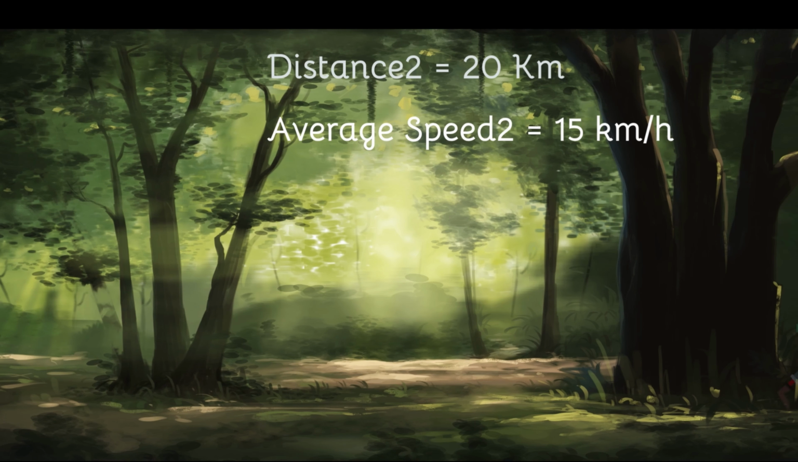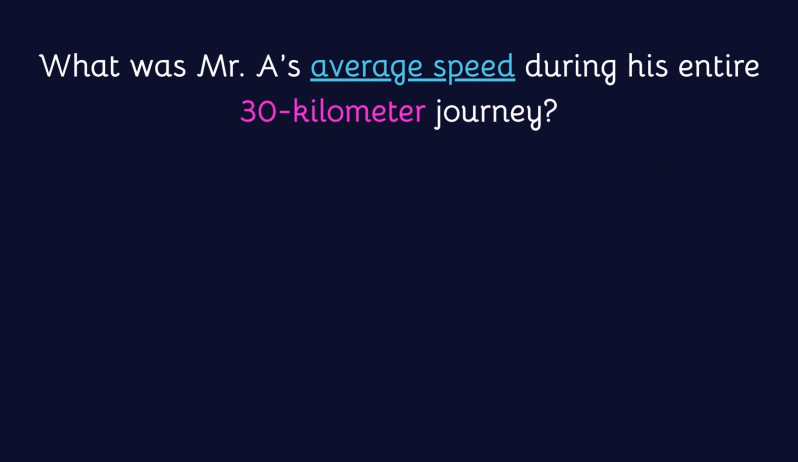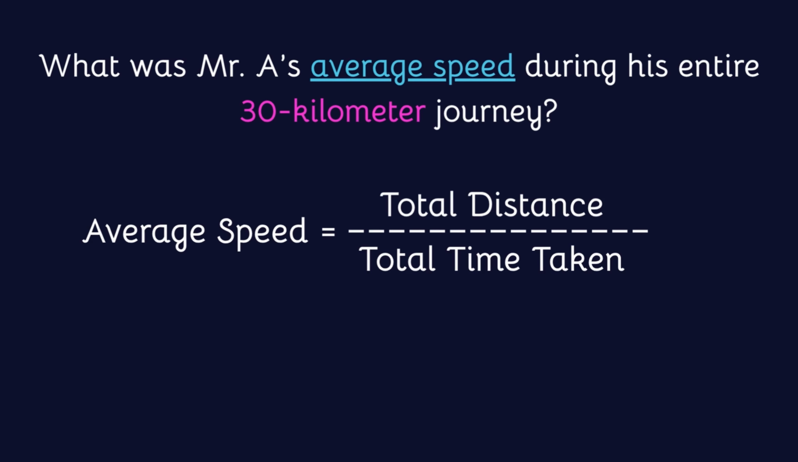So the big question is, what was Mr. A's average speed during his entire 30-kilometer journey? In order to get the average speed, we will use this formula. Average speed equals total distance divided by the total time taken.